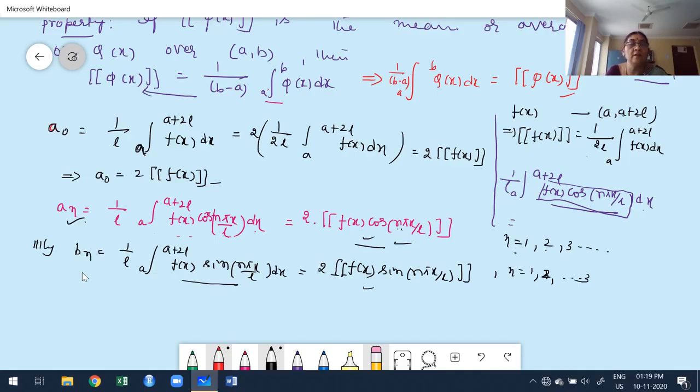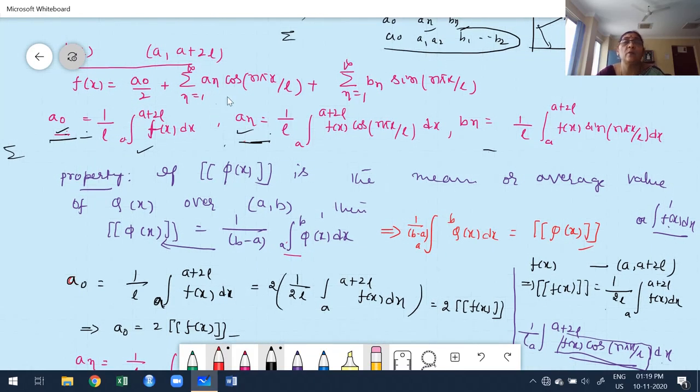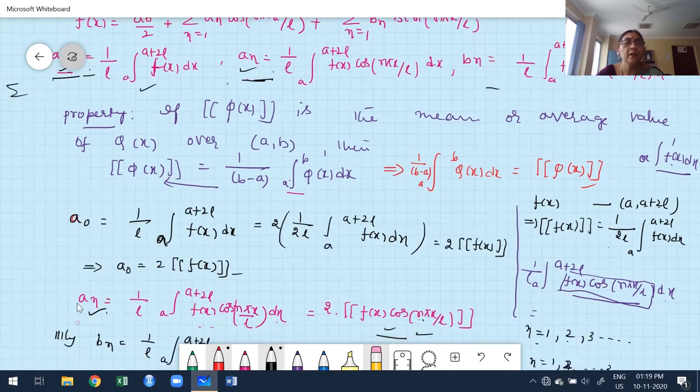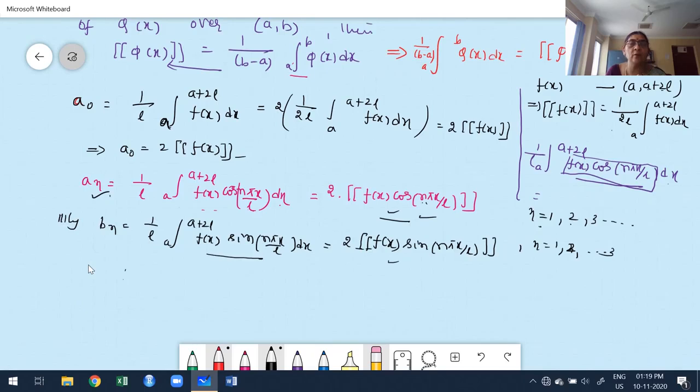See, this is a Fourier series expansion. What you know is that over the interval a to a plus 2L, the Fourier series expansion is a naught by 2 plus summation n ranging from 1 to infinity a_n cos of n pi x by L, plus summation n ranging from 1 to infinity b_n sine of n pi x by L. Just one minute before, I told you that whenever they have discrete data, you can't find a_n or b_n generally.